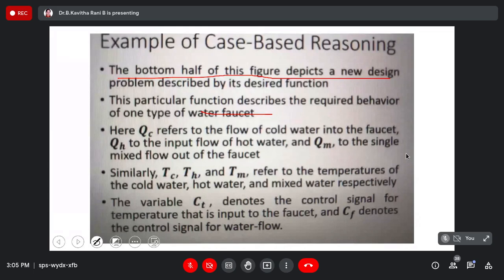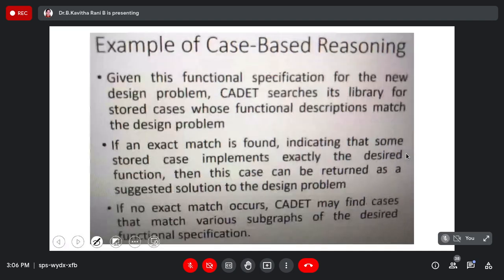Similarly for temperature. Q is our water flow, T is temperature. So TC and TH are the temperature of cold water and the temperature of hot water. Based on that, we get TM as output. So it refers to the temperatures of the cold water, hot water, and mixed water respectively, that is TM. So we'll be getting TM. The variable CT denotes the control signal for the temperature that is input to the faucet, and CF denotes the control signal for water flow.